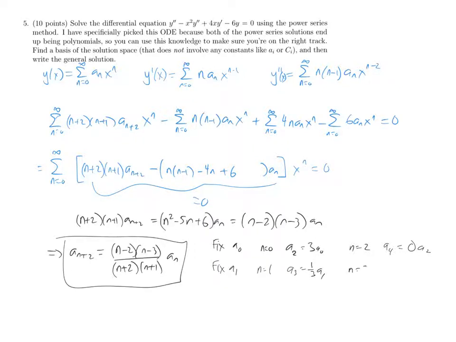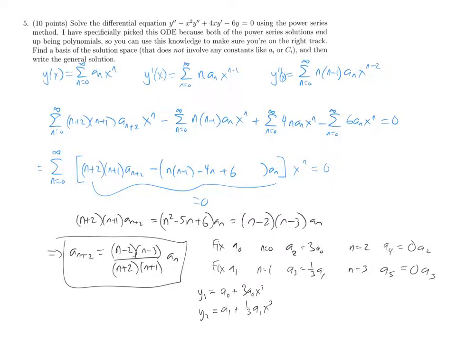And then when n equals 3, we're going to get that a5 is 0 times a3, because 3 is a root of this top. So, okay, what that means is we get y1 is a naught plus 3a naught x squared, and y2 is a1 plus 1/3 a1 x cubed.